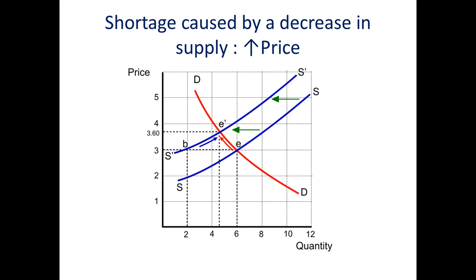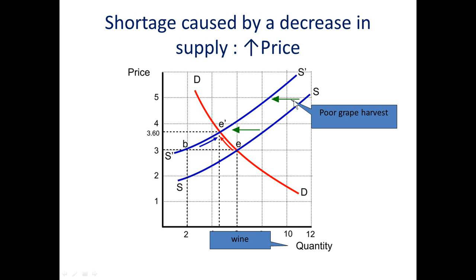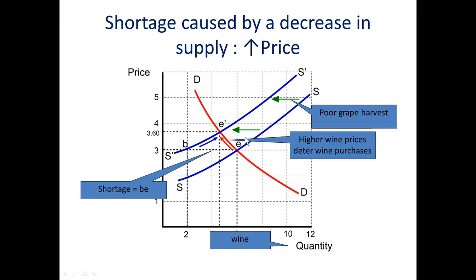However, shortage could also occur when the shift comes from the supply side. In this case, let's talk about the wine market as an example. Here, the shift has been caused because of poor grape harvest, meaning that suppliers don't have as much wine as they had in the previous year. And you can see from this that there's a shortage equal to the distance BE. And again, mechanisms are put into place which move consumers up their demand curve from E to E prime.